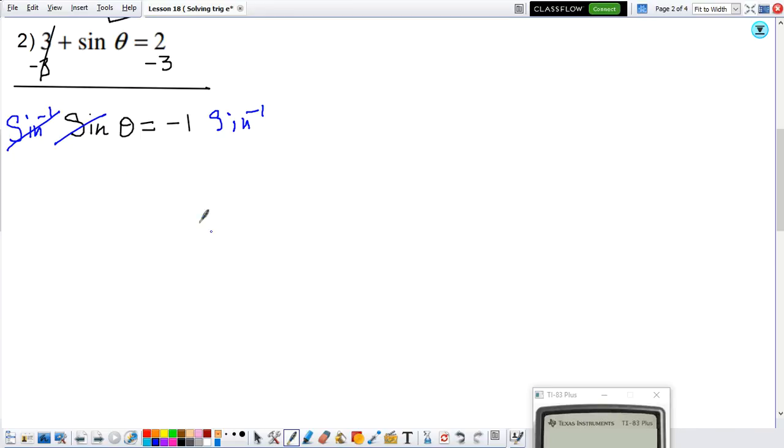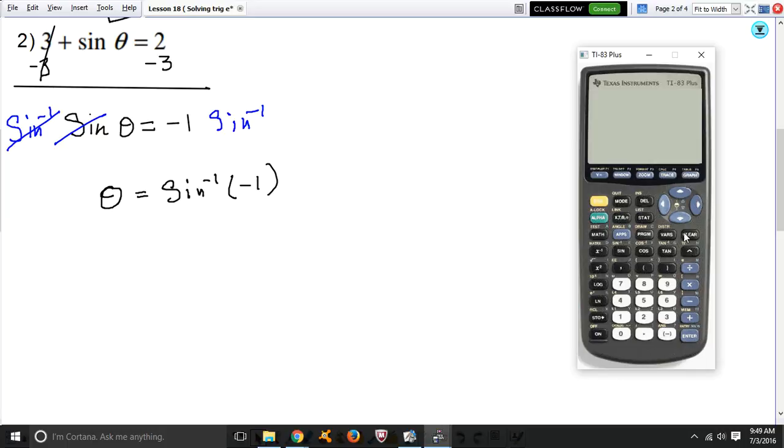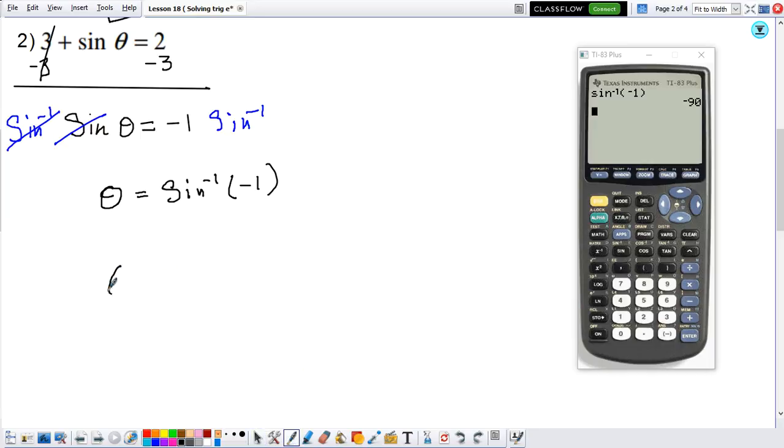Now that you multiply by the inverse of both sides, you need to keep in mind that you need to check for the second solution here. So we know that theta is equal to the inverse sine of negative 1. So let's see what that is. Let's check what the inverse sine of negative 1 is. So second sine negative 1. So now we obtain that our answer is negative 90. So theta is equal to negative 90. We got to check for the second solution.